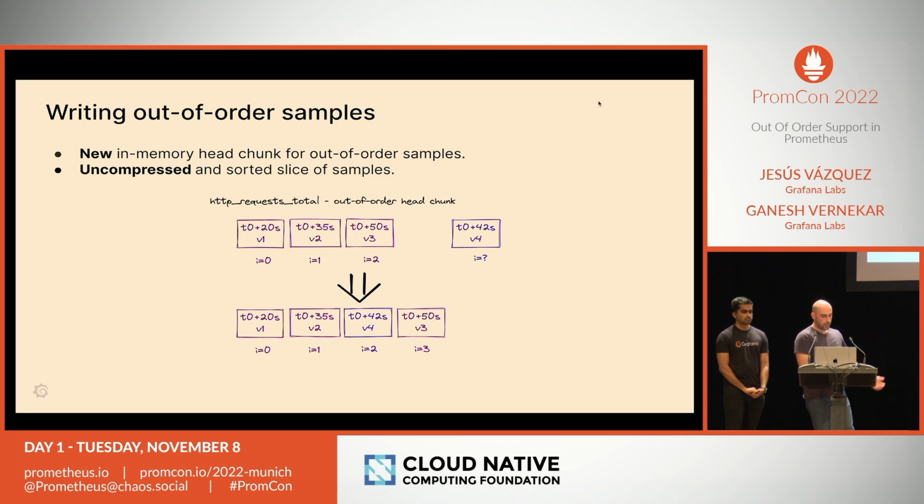In the image, you will see that we had 3 initial samples, and the 4th comes in. And because of the timestamp, it goes in the 3rd position. So we have to place it there and then move the other sample to the right.